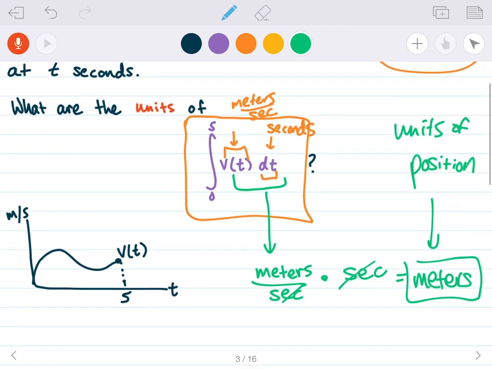So here is our velocity curve. We have meters per second as our output. That's going to be on our y-axis, our vertical axis, and our time is going to be on our horizontal axis. And we're integrating, we're trying to figure out what the area under this curve is from t equals 0, so at time 0, to time 5.